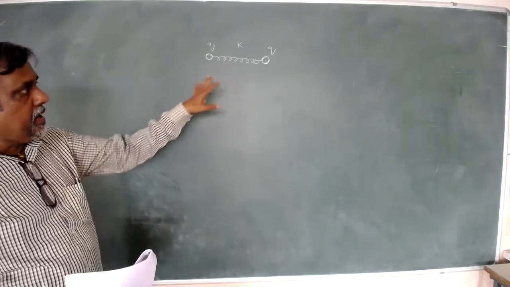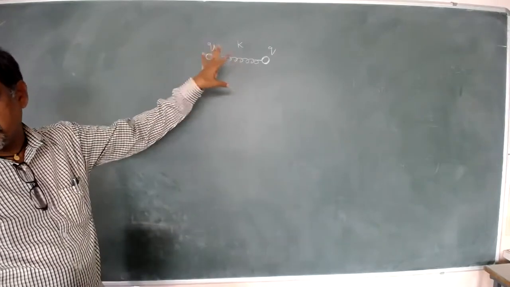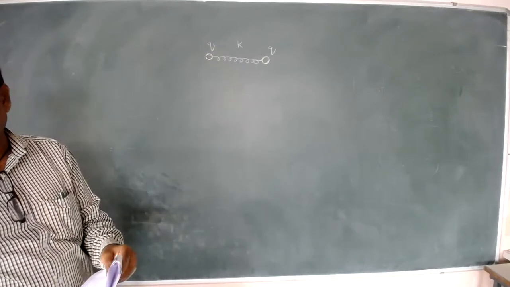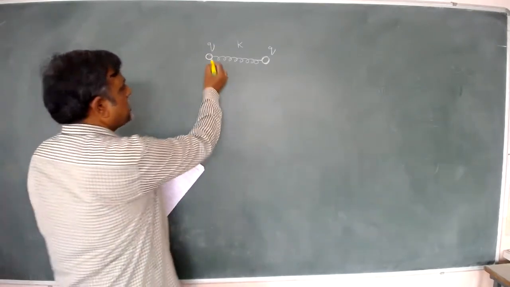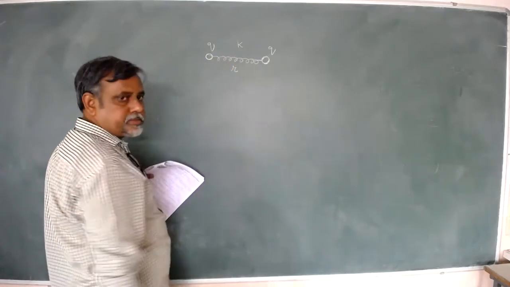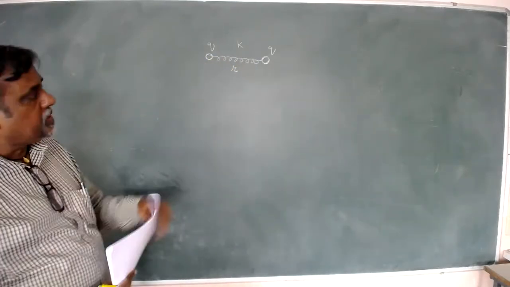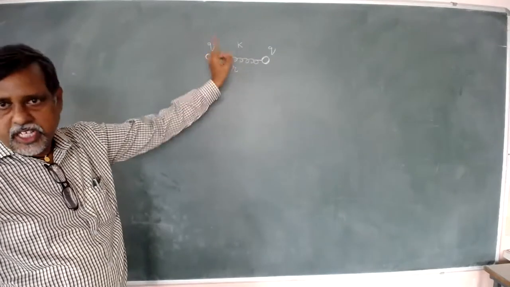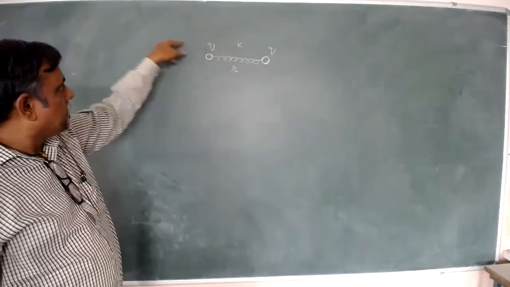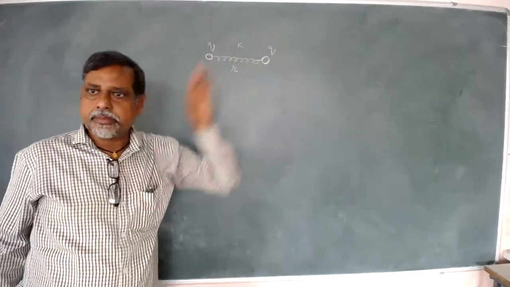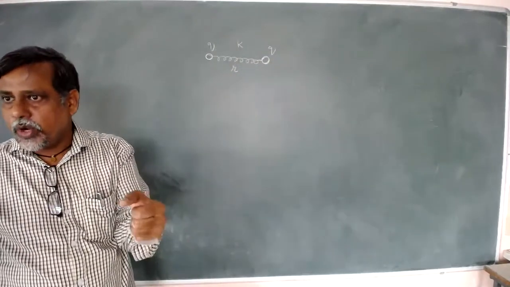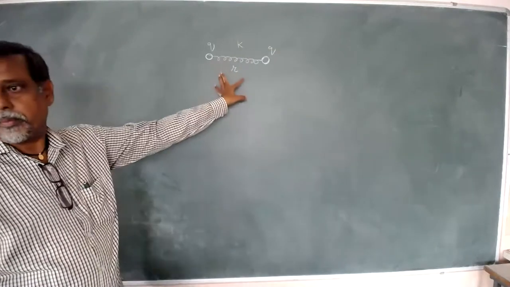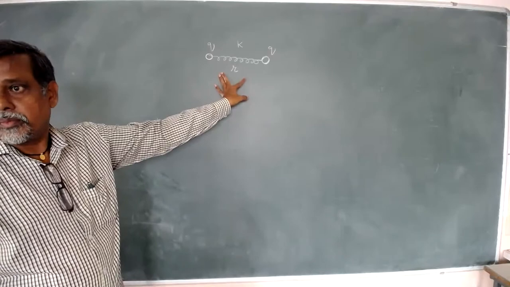The spring is at its original length initially. These two particles are separated by a distance R. Since they have the same charges, a force of repulsion takes place, due to which this one will move this side and that one will move that side. But the spring is holding them, so the spring gets extended.